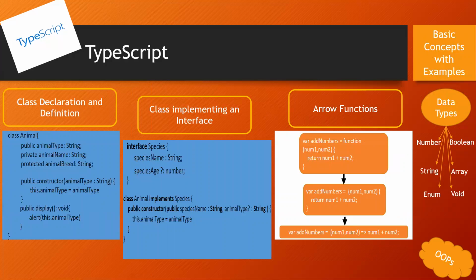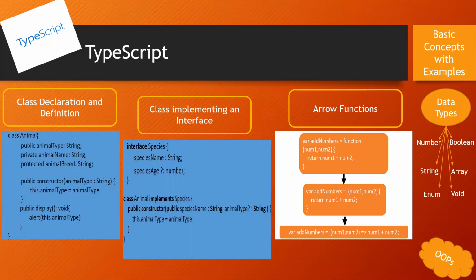Then, like .NET, in TypeScript we have interfaces as well. So you can see we have an interface Species. It has a species name field of type string, and a species age of type number. Then this class Animal is implementing this interface Species, as you can see.